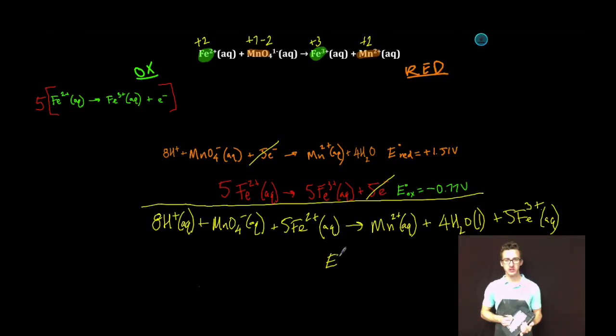Final thing we want to do is determine the cell potential for this overall reaction. To do that, we simply add together the reduction potential and the oxidation potential to get positive 0.74 volts, indicating we've got a thermodynamically favorable reaction.